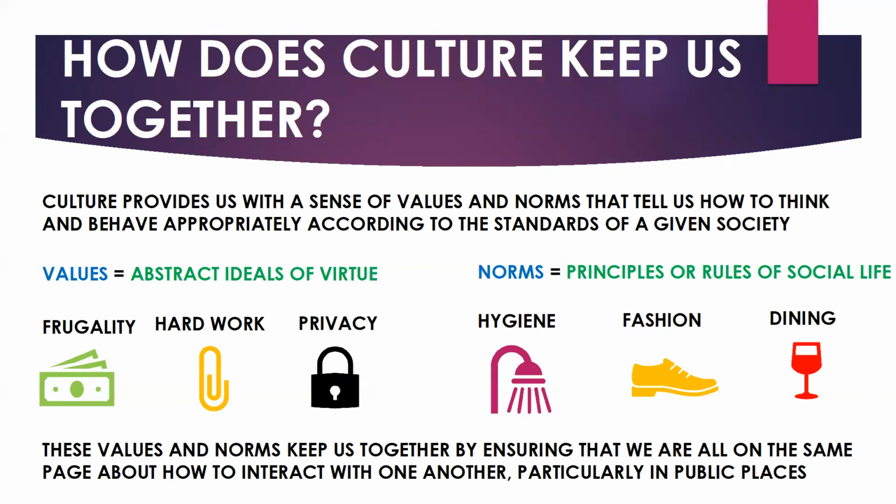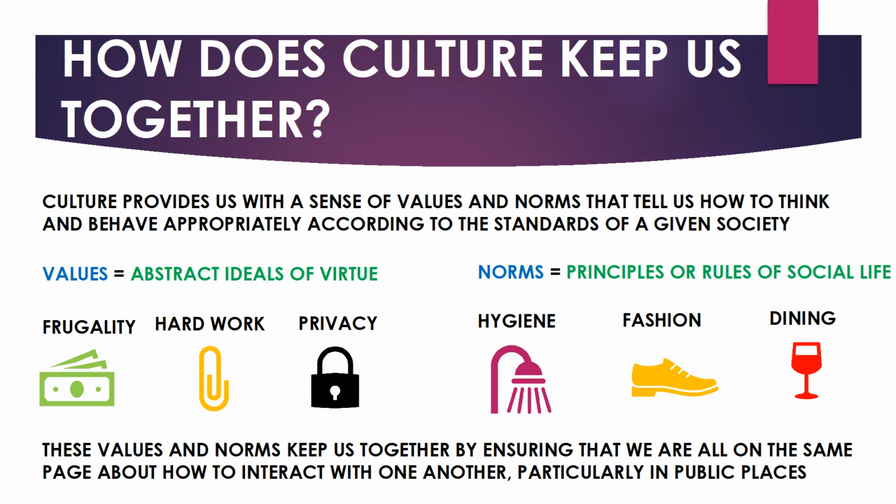So how does culture work? How does it keep us together? How does it act as a glue? So it provides us with a sense of shared values and norms that tell us how to think and behave appropriately. Keep the difference between these two terms in mind. First, we're going to talk about values, then we're going to talk about norms. So values are kind of abstract ideals of virtue. So it's not necessarily a specific action. It's something kind of abstract like frugality, hard work, privacy. So it's not necessarily something that's super tangible, but these are abstract ideals of virtue.